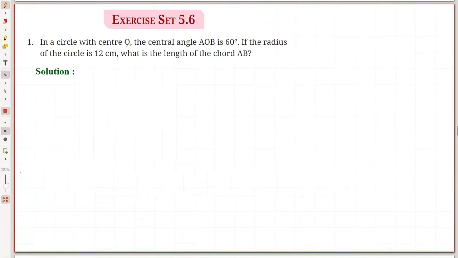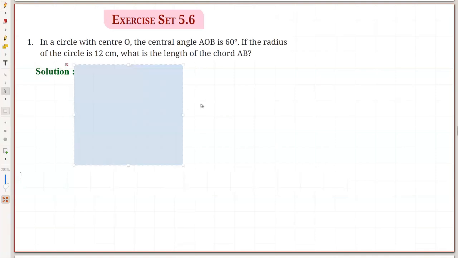In a circle with center O, the central angle AOB is 60 degrees. If the radius of the circle is 12 centimeters, what is the length of the chord AB? Okay, first you have to draw the circle with the center O. Then the central angle AOB is given as 60 degrees. Next, the radius is also given, 12 centimeters. They are asking the length of the chord AB.